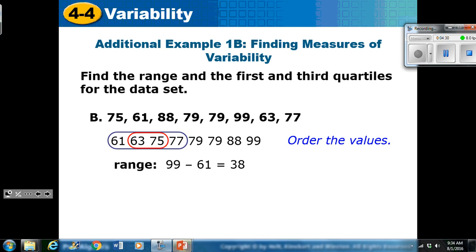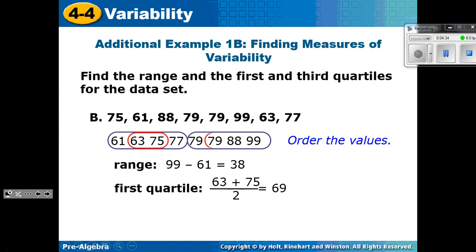All right, then this pesky first and third quartile. Okay, so we have 8 numbers here, and so your median is going to be right here, and it's going to be 78 because it's the average of those 2 numbers. When you have an even number of numbers, include these middle numbers in your bottom half and your top half.